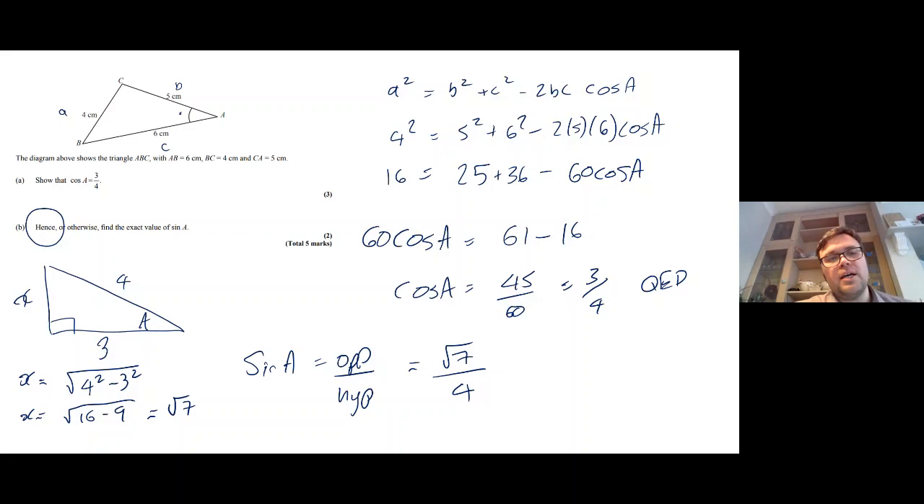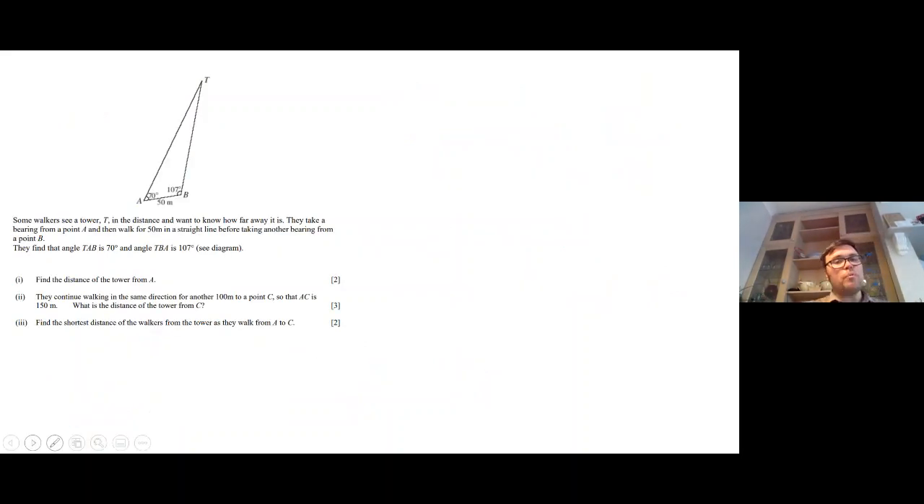We wouldn't simplify that down and put it as a decimal, because the exact value means that you leave it as a surd or you leave it as a fraction. The next question is again more of a problem solving question, using the sine and cosine rule.